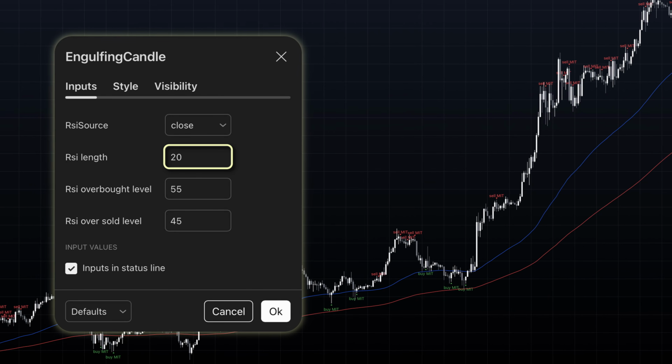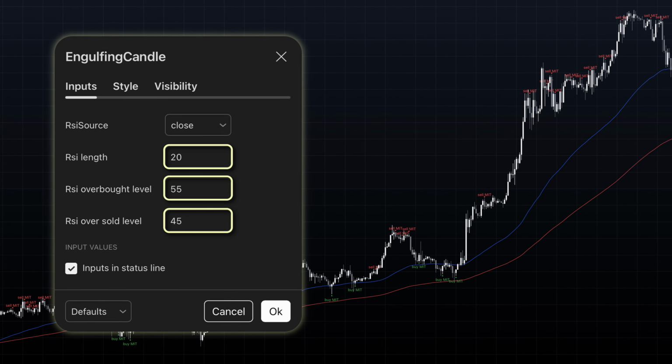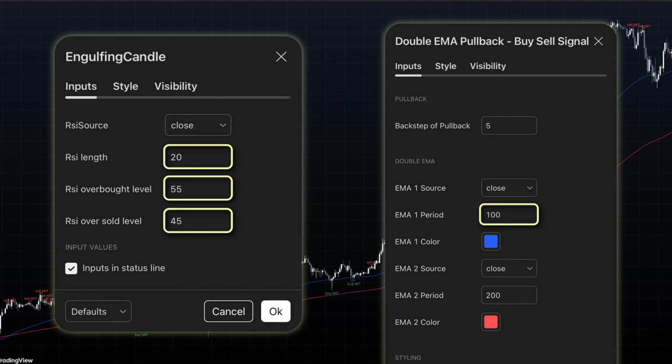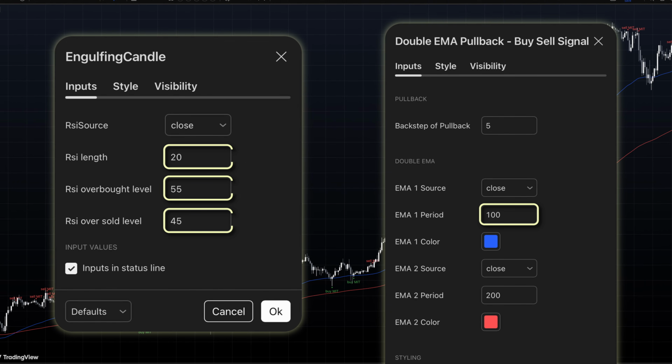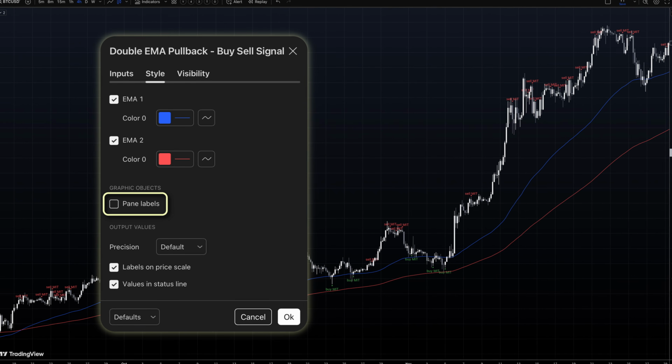Configure the RSI with a length of 20, setting overbought at 55 and oversold at 45. For the short-term EMA, use 100 period to reduce false signals, though default settings can work too. Remove buy and sell signals as we'll be using engulfing candle signals for our entries.